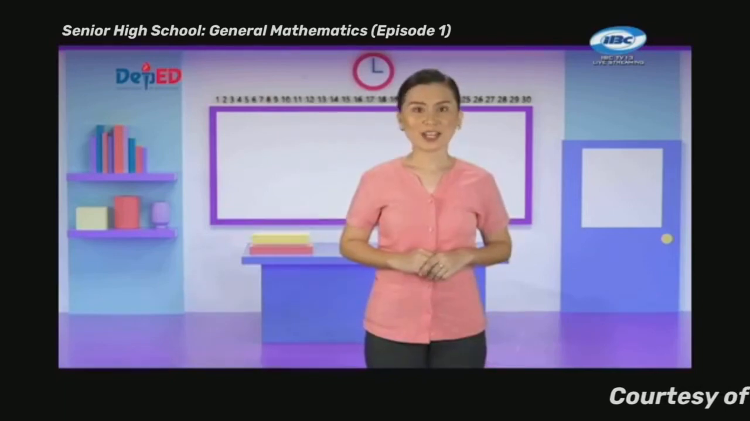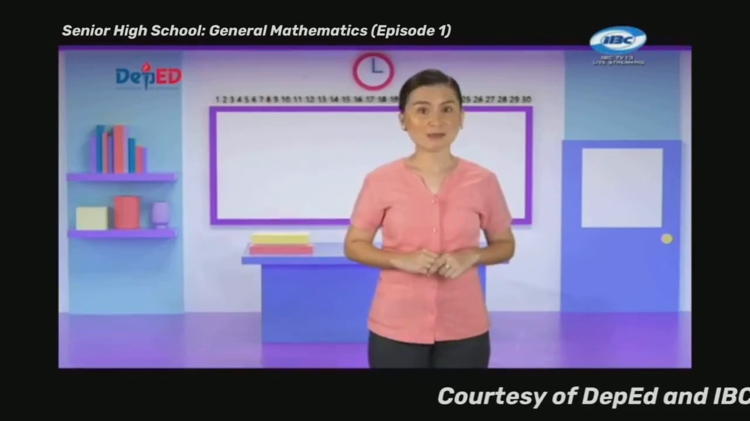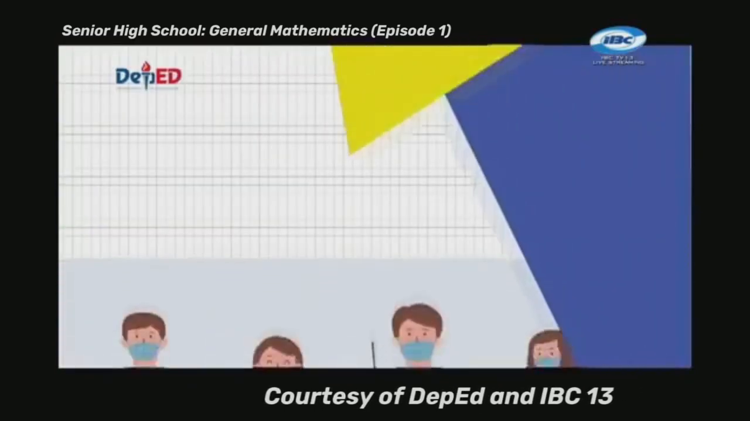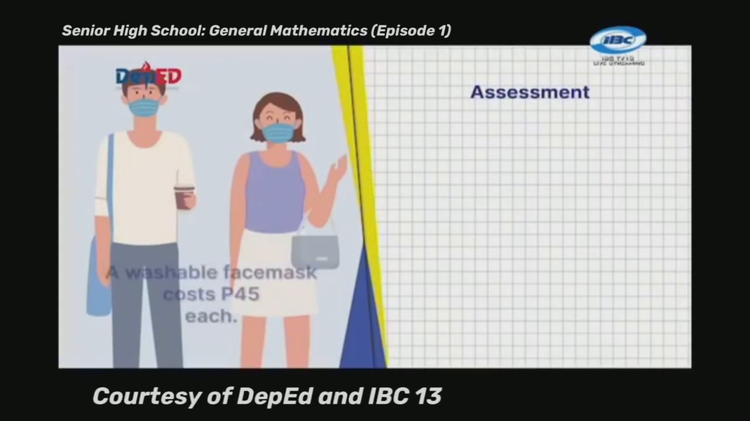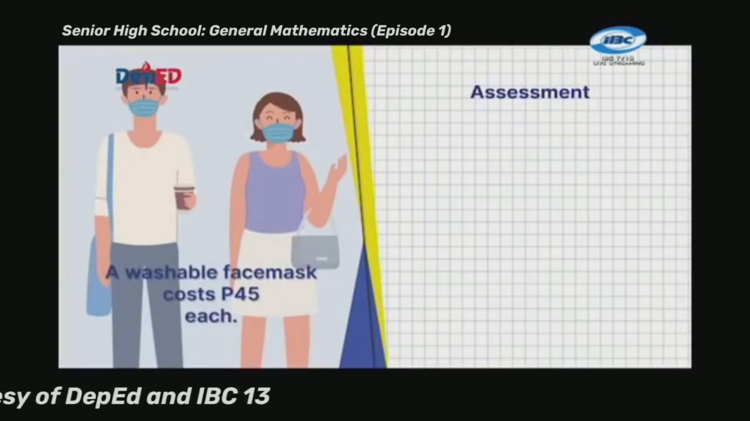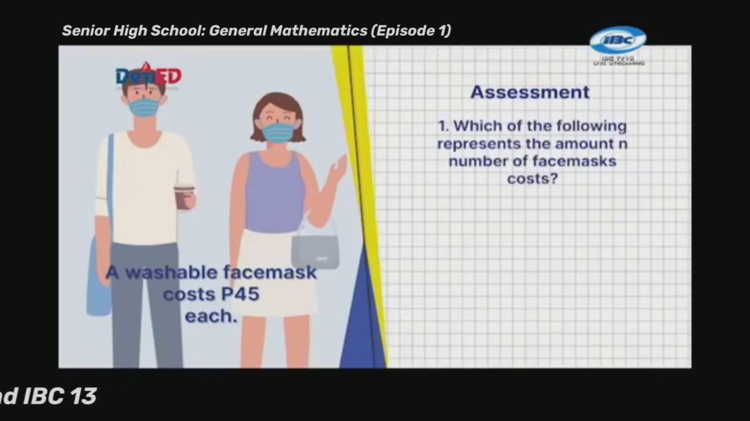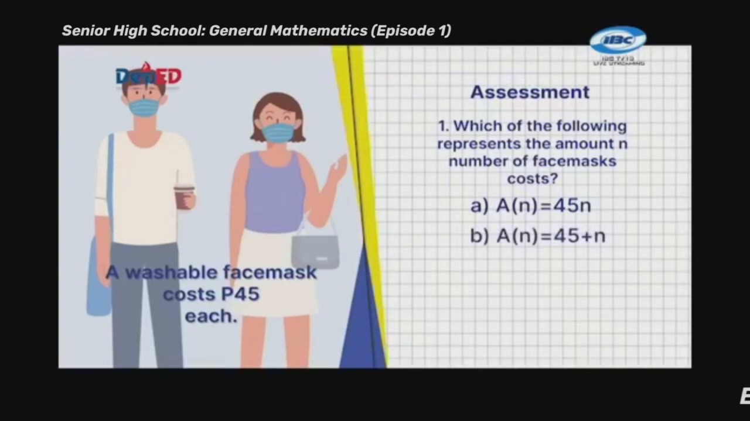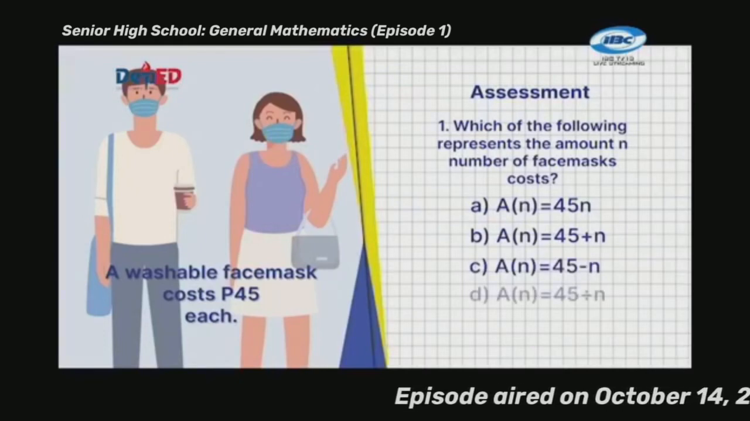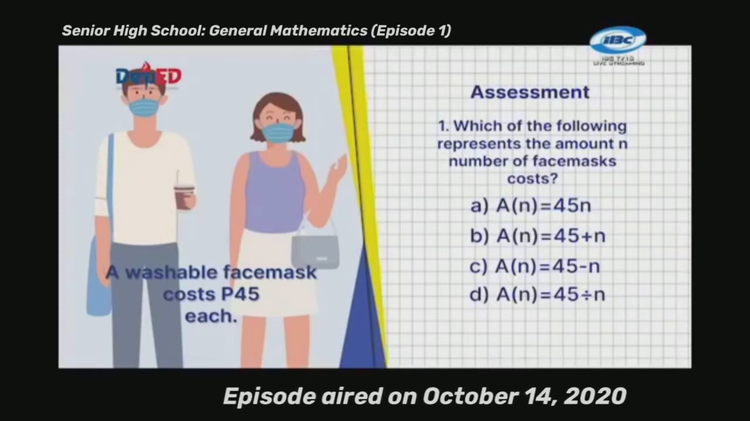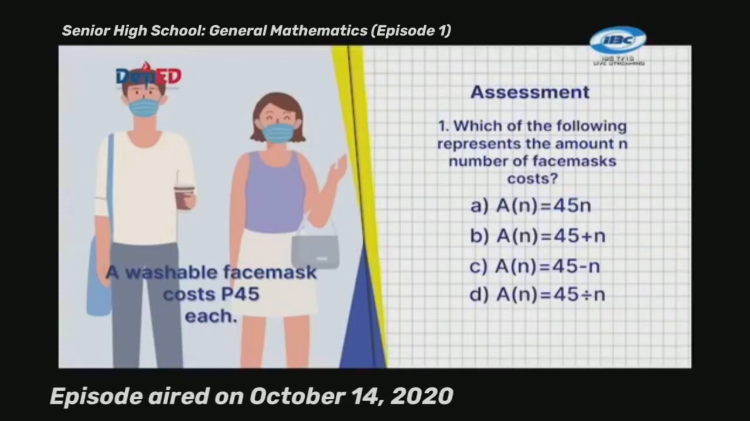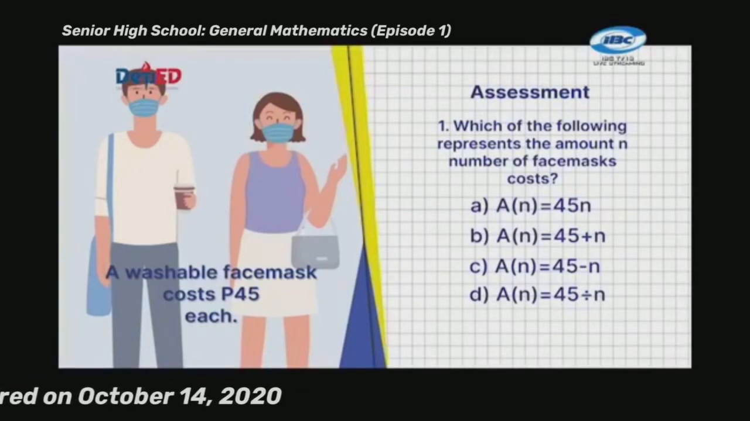For us to check your understanding of today's lesson, let us have an assessment first. For items 1 to 3, you will refer to the given situation. Which of the following represents the amount n number of face masks cost? A. A of n equals 45n. B. A of n equals 45 plus n. C. A of n equals 45 minus n. Or D. A of n equals 45 divided by n. The function that represents the amount n number of face masks cost is letter A.